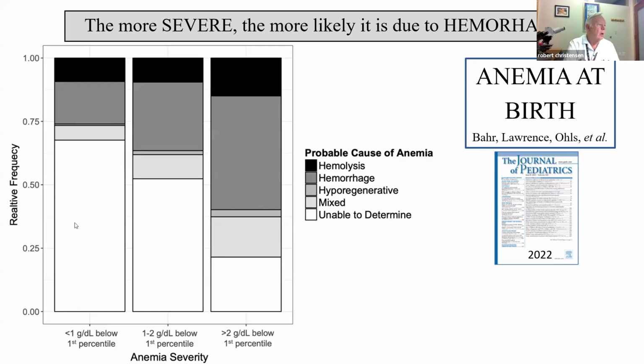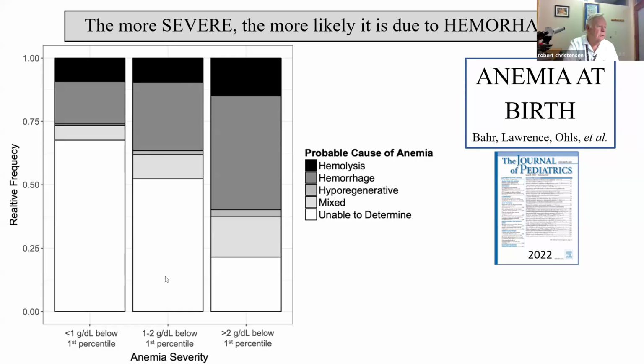The first column are babies whose hemoglobin fell just barely below the first percentile line, less than a gram per deciliter below the first percentile. And then these various shades tell us the probable cause as best we could determine from the medical record. When the anemia, although severe, was only borderline severe, most of the time there weren't enough laboratory tests drawn to really figure it out. That's what the white area is.